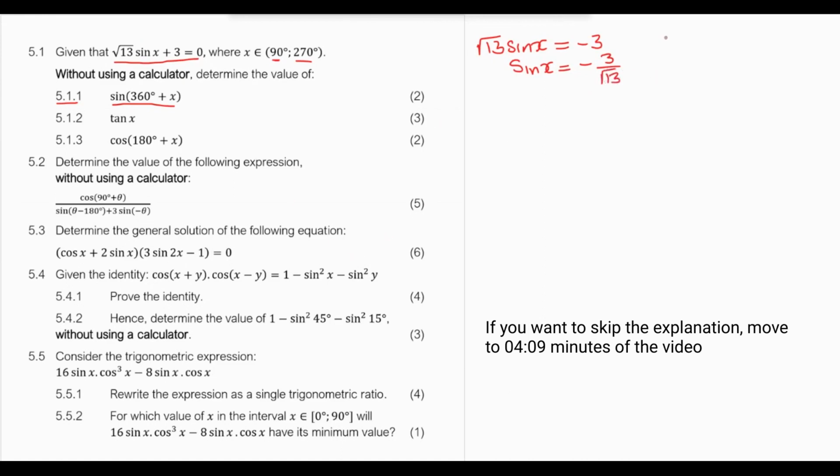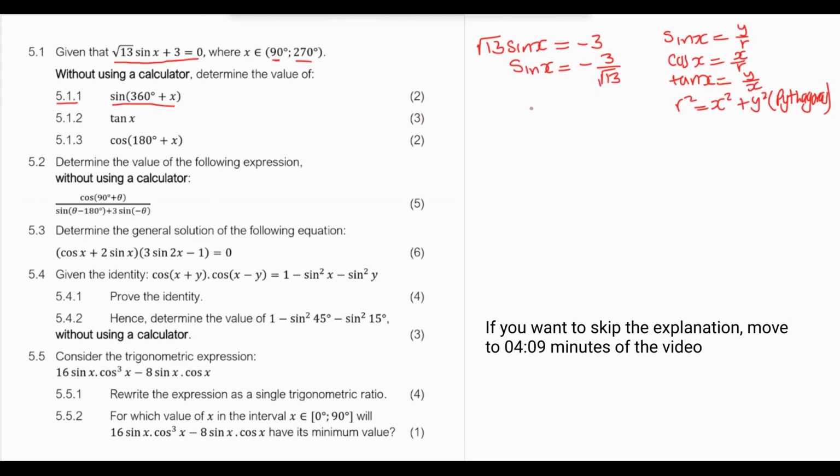I want you to remember that sine x in terms of x, y, and r, sine x is equal to y over r. Cos x is equal to x over r. And then tan x is equal to y over x. And then remember that r squared is equal to x squared plus y squared. That's from the Pythagoras theorem. So now we have sine x is equal to -3 over square root of 13.